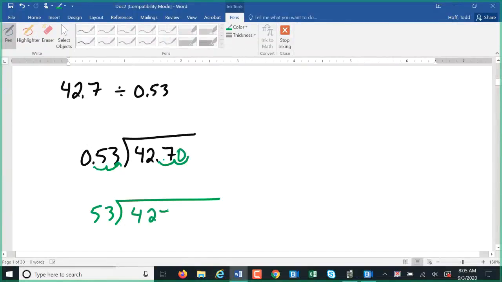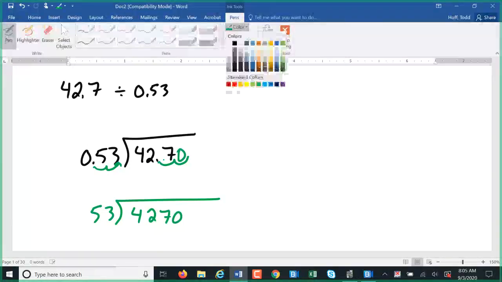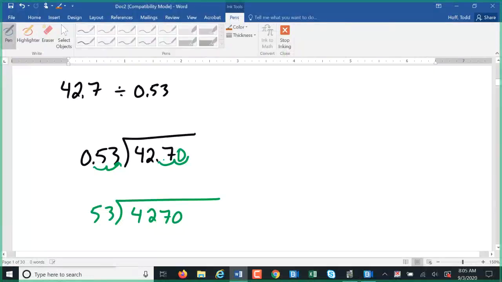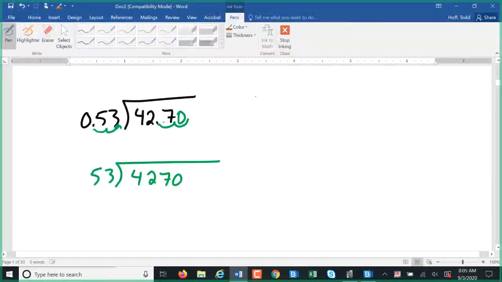This is 4,270. So you see the decimals are totally eliminated in our problem, but that does not mean they aren't still there. 53 does not go into 4, we'll leave it blank there. 53 does not go into 42, we'll leave it blank there. 53 does go into 427, 8 times. 8 times 3 is 24, so 4, carry the 2. 8 times 5 is 40, plus 2 is 42. We subtract, we've got 3.